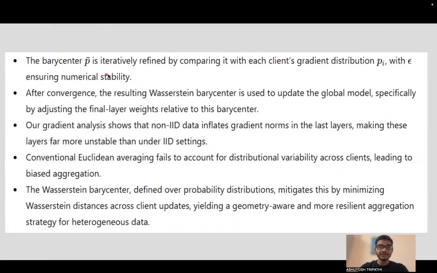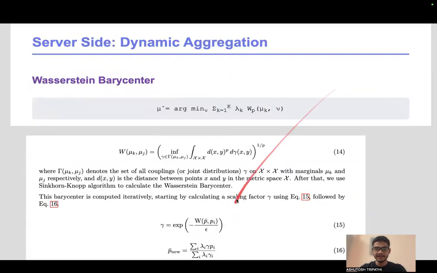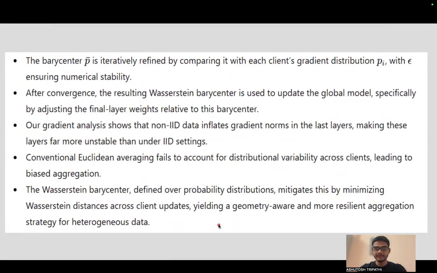So the barycenter that we are calling P bar is iteratively refined by comparing it with each client's gradient distribution Pi that I have shown, with epsilon for ensuring numerical stability. After convergence, the resulting Wasserstein barycenter is used to update the global model. Specifically, we subtract the weights for the final layers with this Wasserstein barycenter that we obtained.